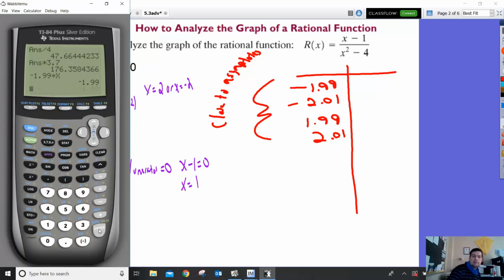Of course, you type that function in, be careful, parentheses x minus 1, divided by parentheses x squared minus 4. So I got like almost 75. For a freehand graph, it's not really going to matter how close you get.